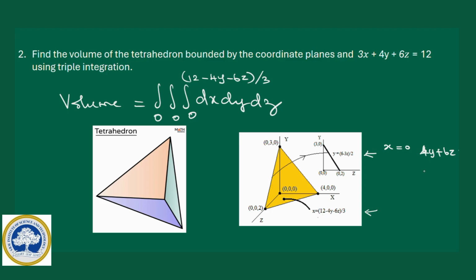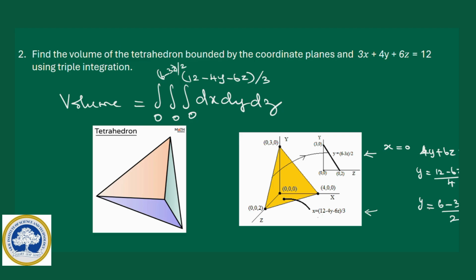From this we want y, right? So y will become 12 minus 6z divided by 4, or otherwise we can write y is equal to, if we cancel throughout by 2, 6 minus 3z divided by 2. So this is what is given in the diagram. So the upper limit for y will be 6 minus 3z divided by 2, right?